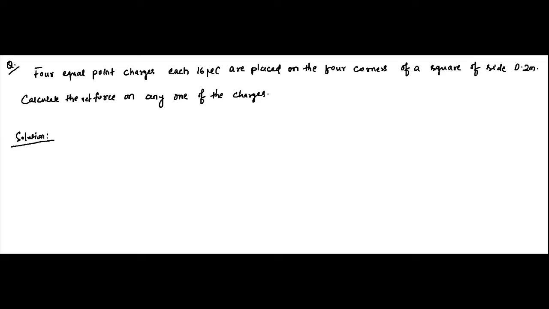Hello friends, so here we are with another question on the superposition principle, multiple electrical charges, the net force, resultant force. So the question is that 4 equal point charges, each of value 16 microcoulomb, are placed on the 4 corners of a square of side 0.2 meter. Calculate the net force on any one of the charges which are placed at any corner you pick. You have to find the net force.